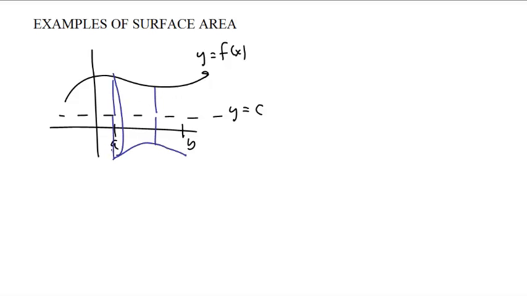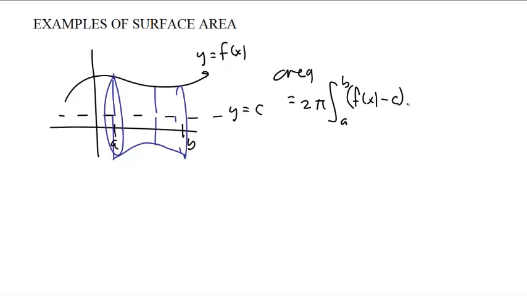We're talking about the surface area of something like this. And the formula was the area is 2 pi the integral from A to B of f of x minus c times the square root of 1 plus f prime of x squared dx.